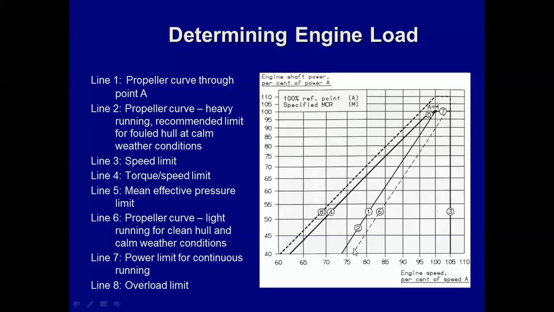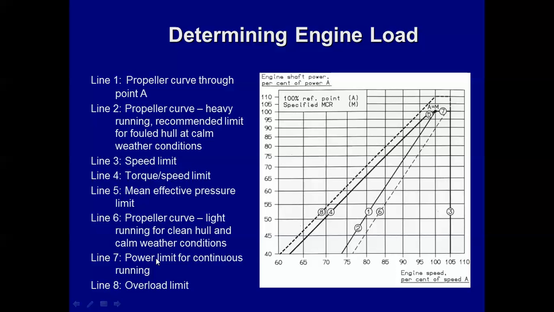Now, number 6, propeller curve, light running for clean hull. So when you're right out of the shipyard, as you speed up, as you're increasing your rack setting, as I go up here, I'm increasing the amount of fuel I'm delivering. Your propeller RPM and the speed of the ship, by the way, is going to go up too. It's going to follow this curve up.